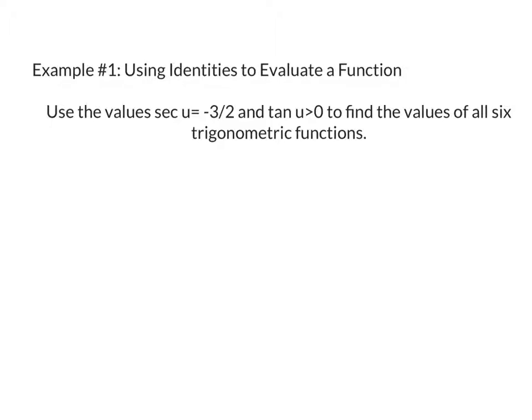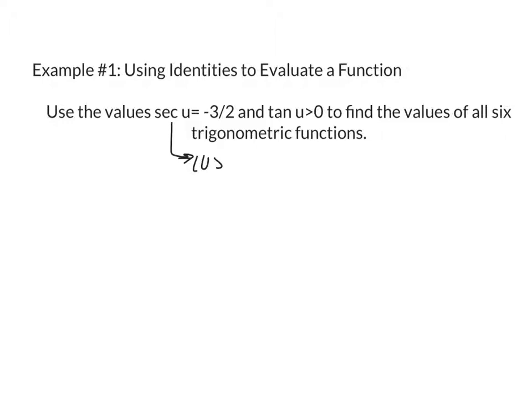All right, in example 1, we're going to use the value of secant u being equal to negative 3/2 and the fact that tangent u is greater than 0 to find the values of all 6 trigonometric functions. If we know that secant of u is negative 3/2, what will be helpful to know is that secant is related to cosine u.